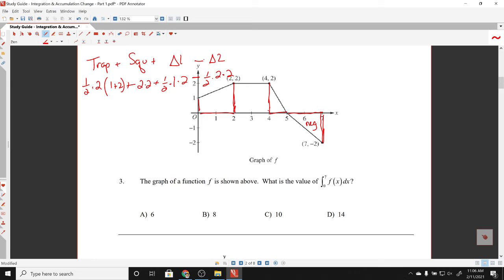Now, if you want, you could just say plus triangle 2 and then maybe make the height of the triangle -2 because it goes down. Either way, it's still going to come out to negative. So 1/2 times 2 is 1, so I get 3 here in the first term, plus 2 times 2 is 4, plus 1/2 times 1 is 1/2, times 2 is 1, minus 1/2 times 2 is 1, times 2 is 2. 3 plus 4 is 7, plus 1 is 8, minus 2 is 6.